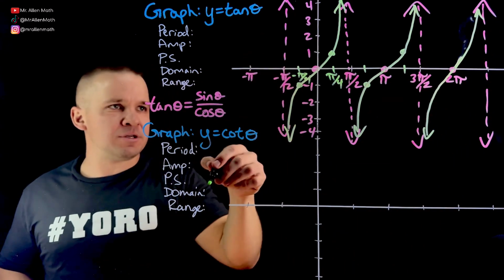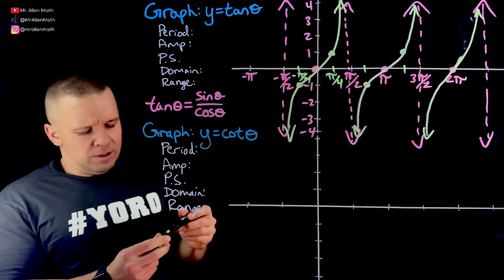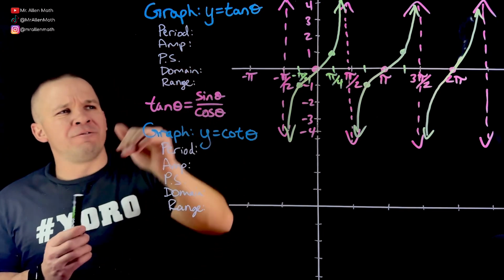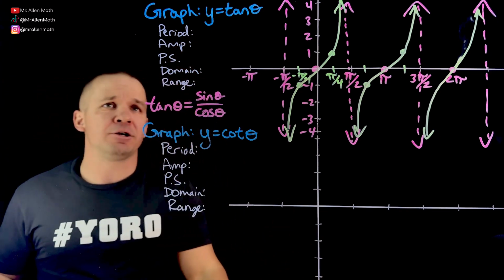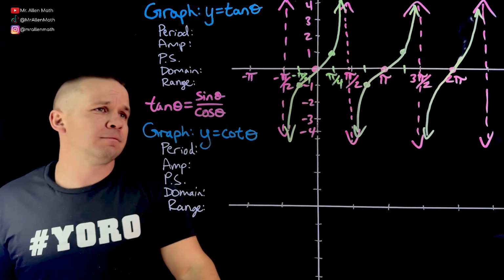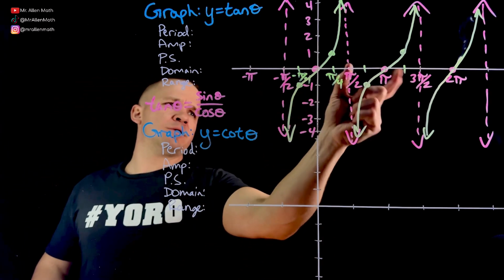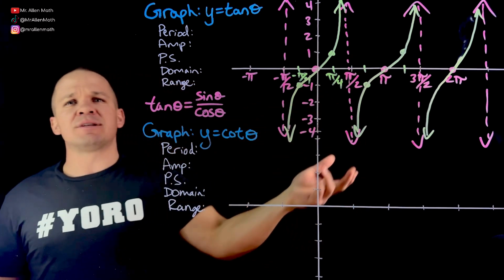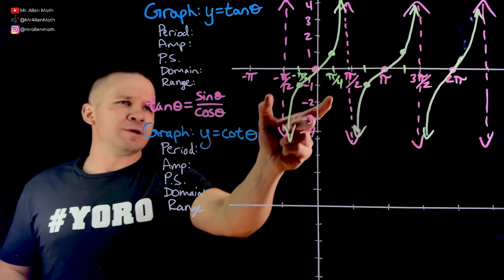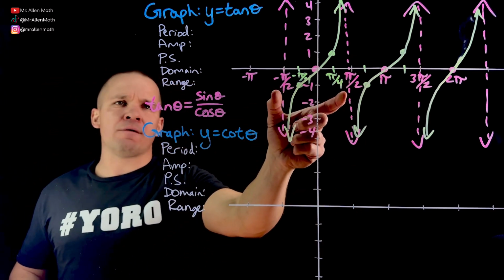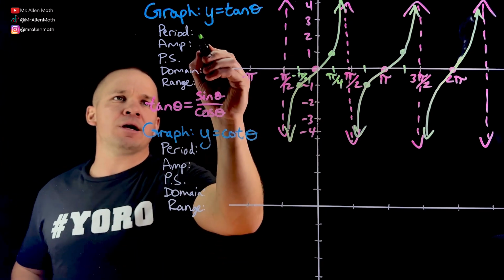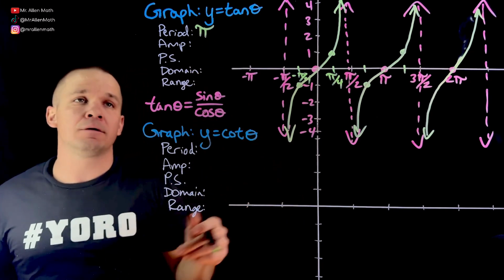And then same thing with over here. So let's think about our information here now, okay? Let's think about that information. Our period. How often is this thing repeating itself? It looks like between these asymptotes, it's the same thing every single time, right? Well, what's the distance between negative pi over 2 and pi over 2? That's just pi. So our period here for our tangent function is pi, all right?